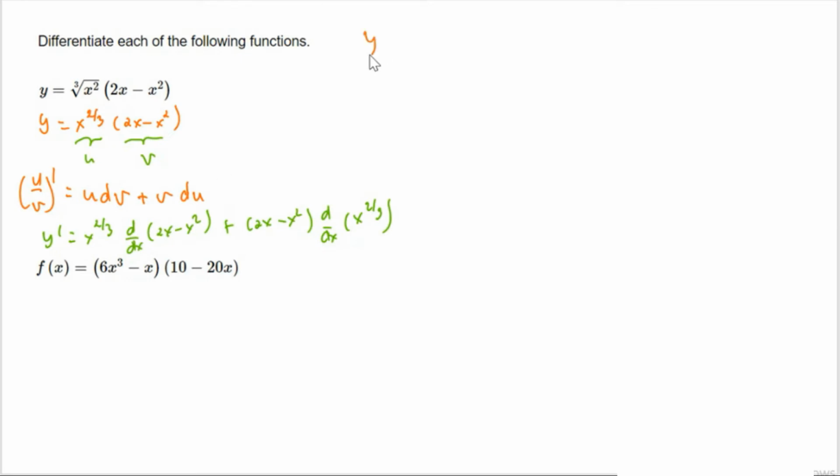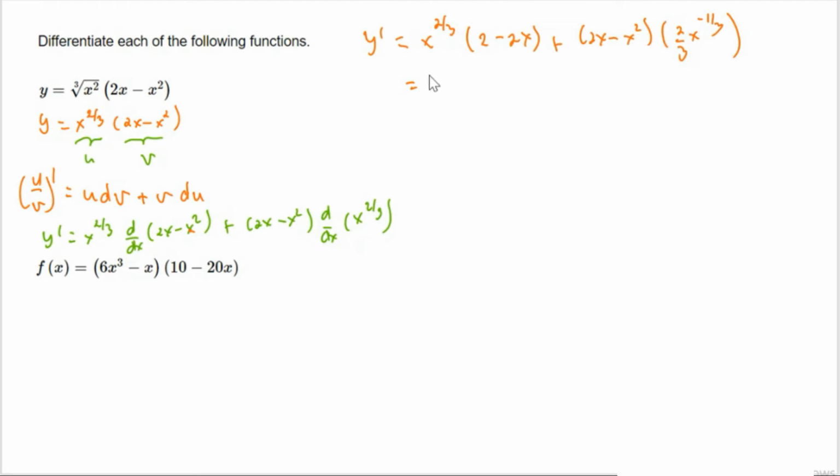So let's take the derivative now. We can write y prime is equal to x raised to the power of 2/3 times the derivative of 2x, which is 2, minus the derivative of x squared, which is 2x, then plus the second term, 2x minus x squared, times the derivative of x to the power of 2/3, which can be written as 2/3 of x to the power of 2/3 minus 1, which is negative 1/3. Then using the distributive property, we can write x to the power of 2/3 times the quantity 2 minus 2x.